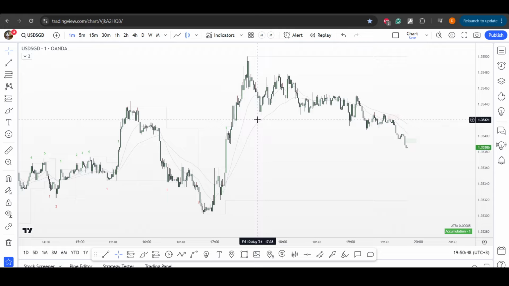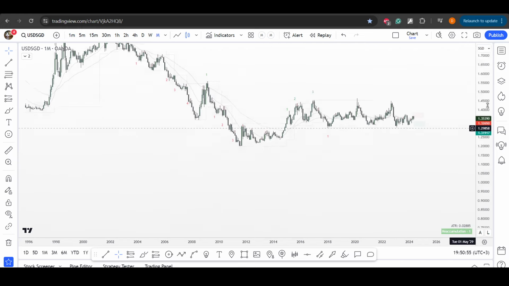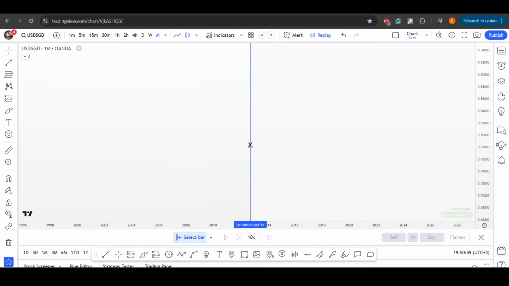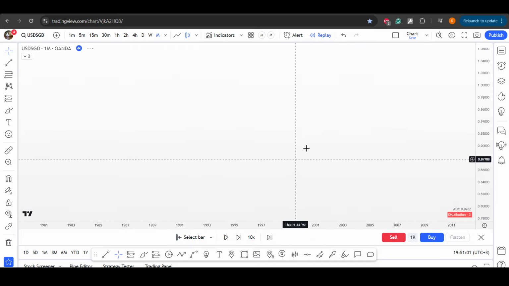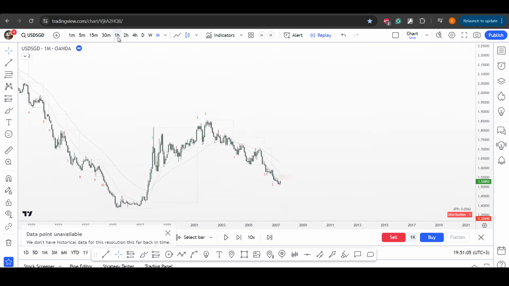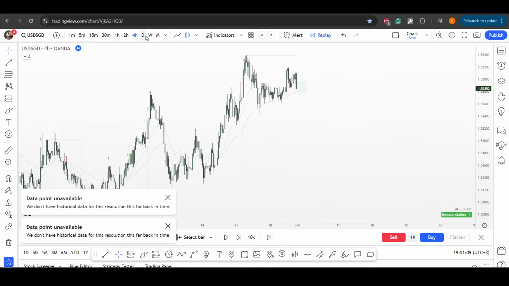Hello, so this will be a backtest for USD SGD. First of all, I will just select some random period, something like this. Now I will just understand what my lowest time frame will be, and the lowest available time frame is 4 hours. So this will be used for entries for some time until more data will be available.